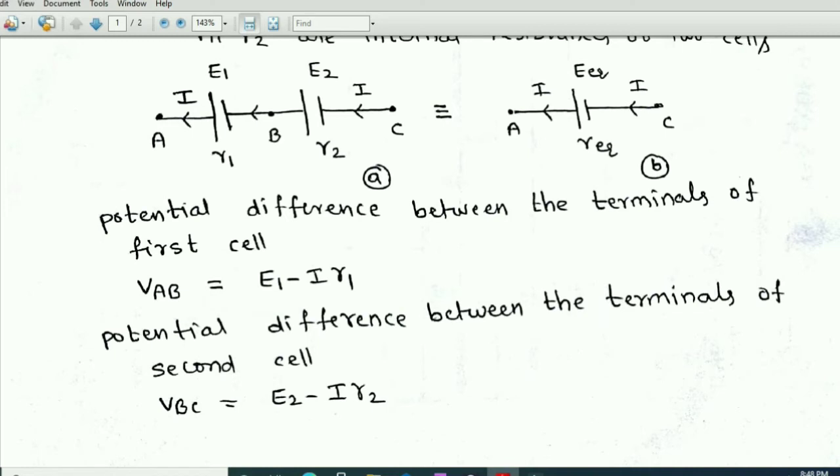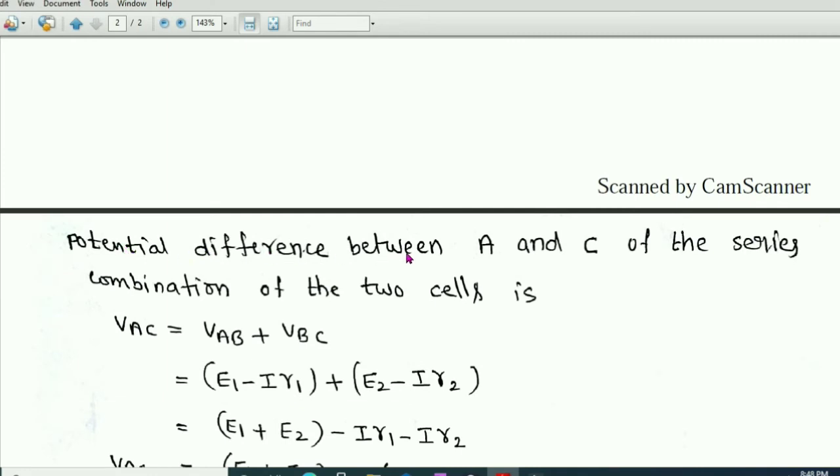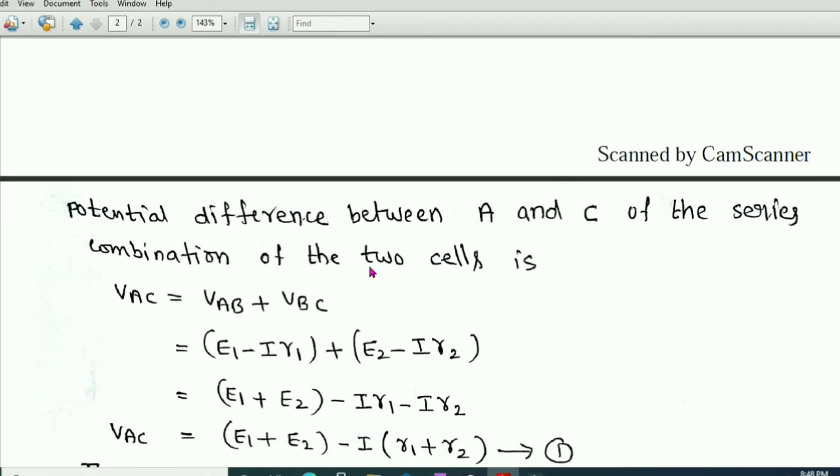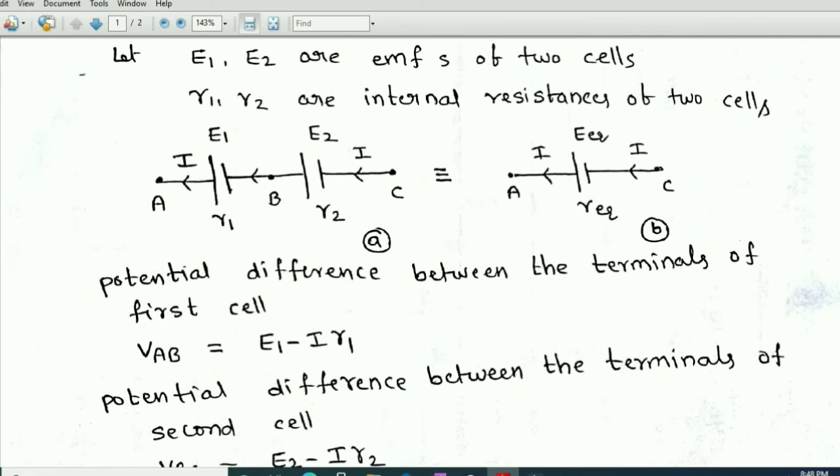So now the total potential difference across the combination, we can say the potential difference between the two points A and C. The two cells are connected in series between the points A and C. Now the total potential difference between the points A and C is equal to the potential difference between A and B plus the potential difference between B and C.